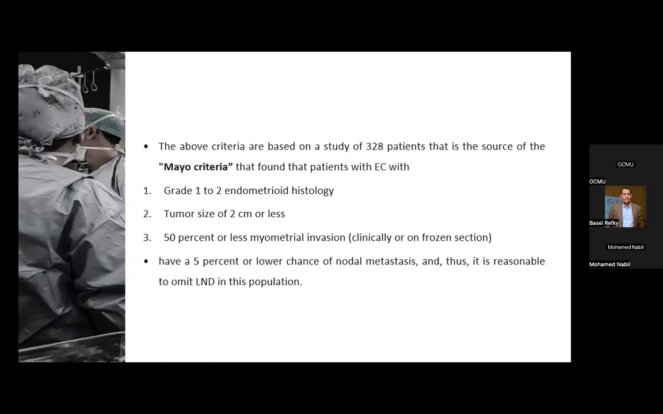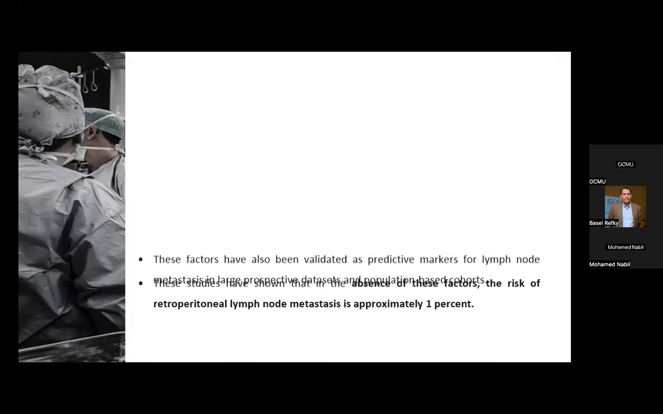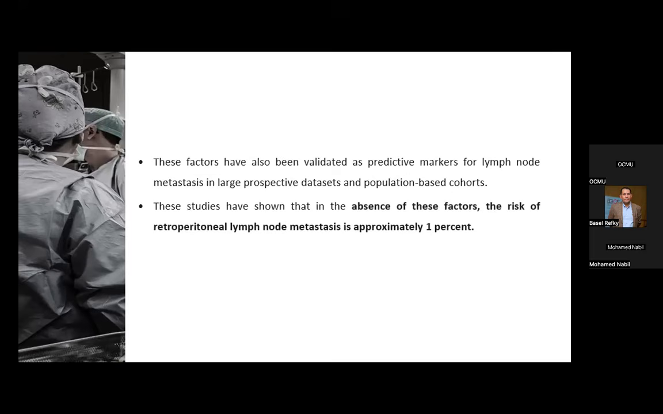We have the main criteria to exclude the patients who will not get a lymphadenectomy, which are grade 1 or 2 endometrioid histology, tumor size 2 centimeters or less, and 50% or less myometrial invasion. So these patients can omit the lymphadenectomy, and the rest of the patients will go to lymphadenectomy. The high-risk disease will get the para-aortic with the omentectomy. For the intermediate to high-risk group, it may be sufficient to do the pelvic lymphadenectomy.